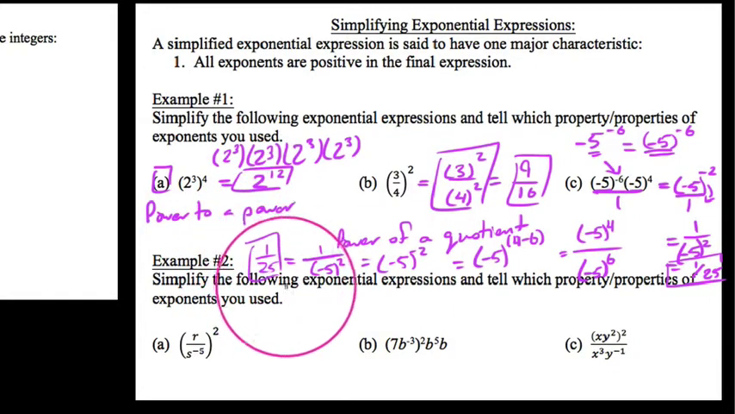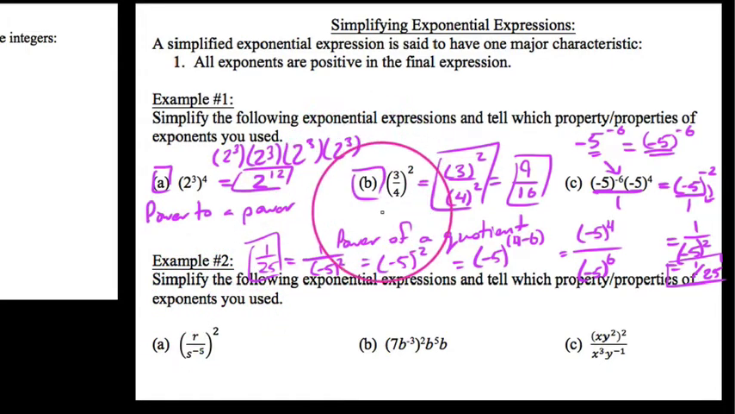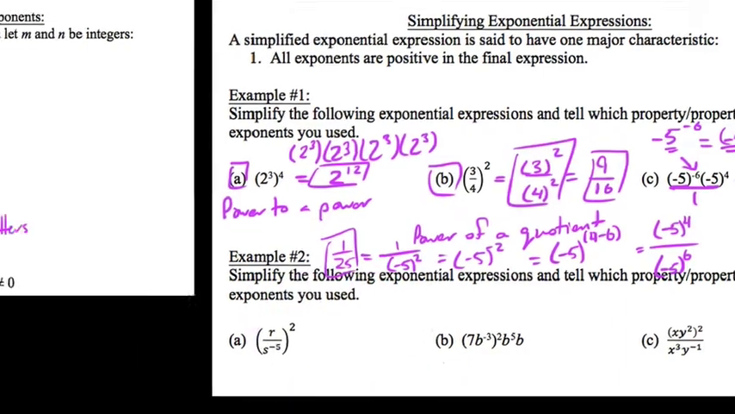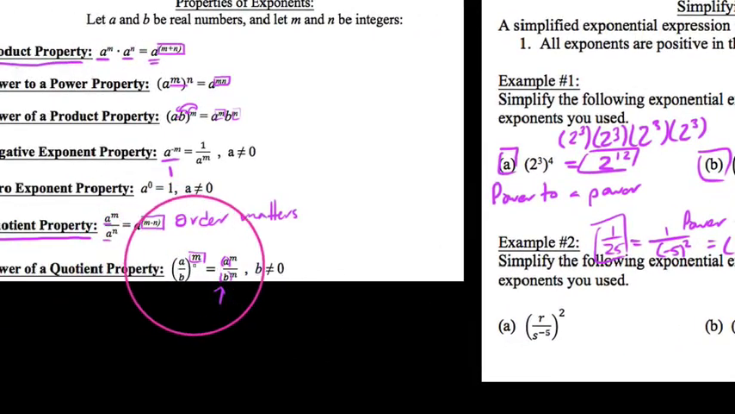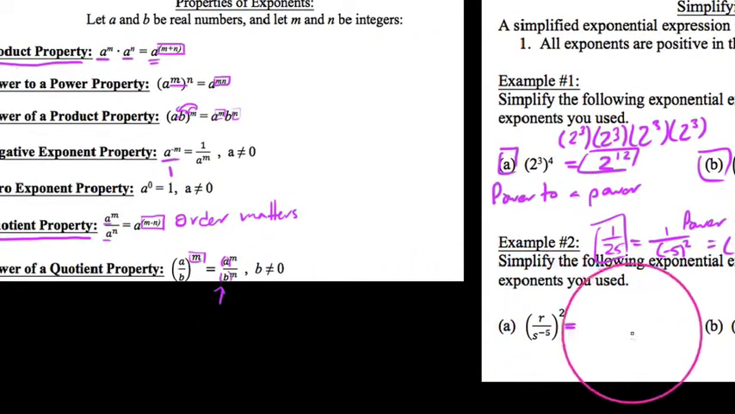Okay. So there are a few using those properties here. Let's go ahead and take a look at some more complex ones. They tend to throw people here. Now I'm looking at letter A. Now letter A reminds me a lot of letter B up here in that we have a fraction to a power. So our quotient property says anytime I have a fraction to a power, we'll take everything in the top to that power, everything in the bottom to that power.